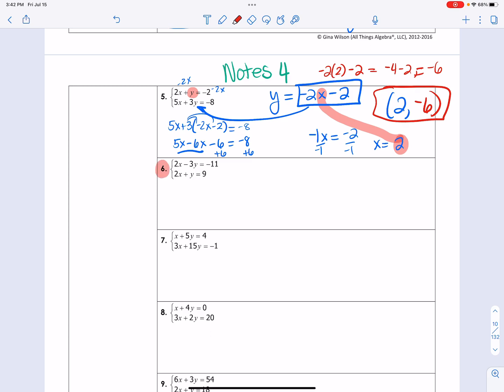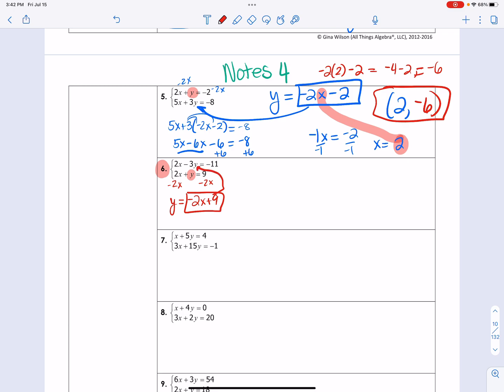Pause. So if you take a couple seconds before you start number 6 and you make your life easier, this guy is already by itself. It doesn't have a number in front, so I'm not going to have to divide and end up with ugly fractions. So I'm going to minus 2x and minus 2x, and I am going to solve for y.